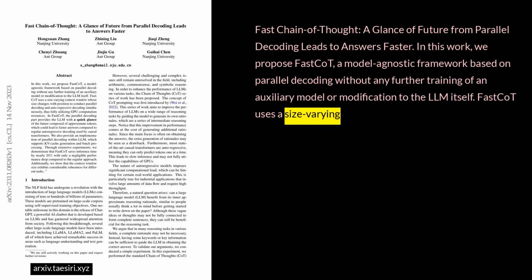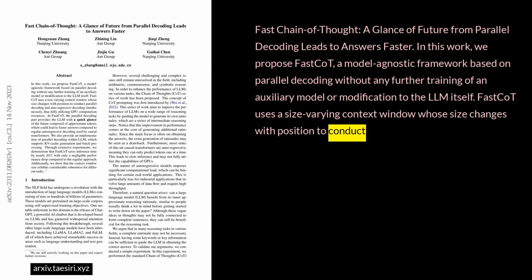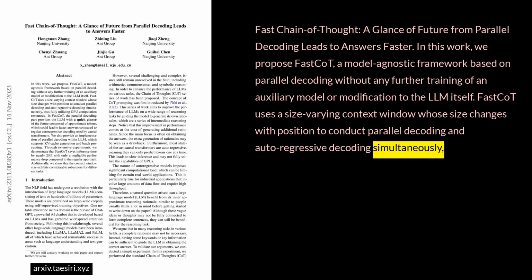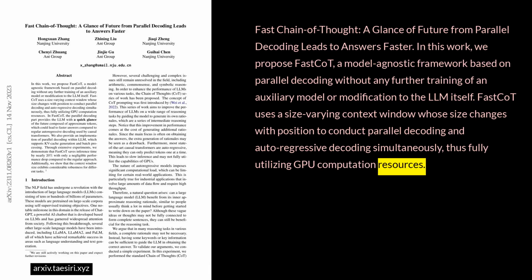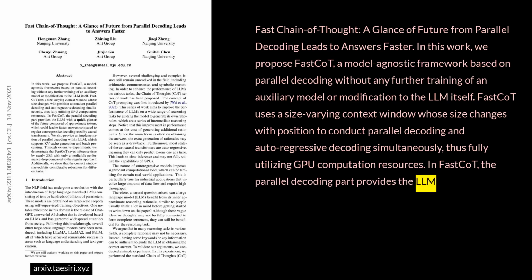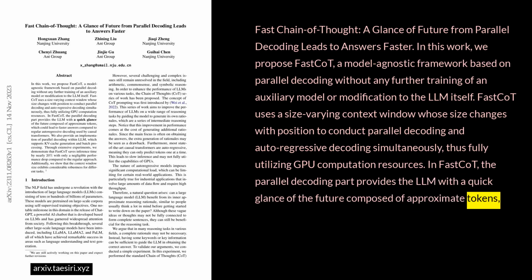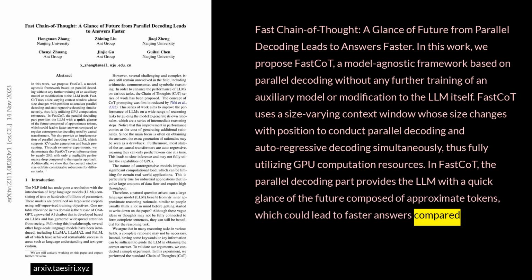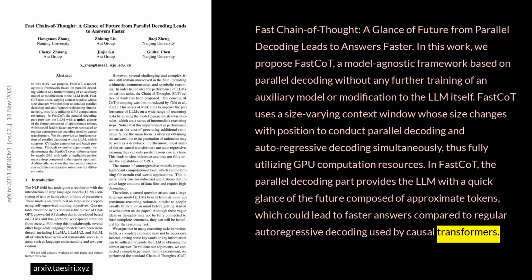FastCoT uses a size-varying context window, whose size changes with position to conduct parallel decoding and autoregressive decoding simultaneously, thus fully utilizing GPU computation resources. In FastCoT, the parallel decoding part provides the LLM with a quick glance of the future composed of approximate tokens, which could lead to faster answers compared to regular autoregressive decoding used by causal transformers.